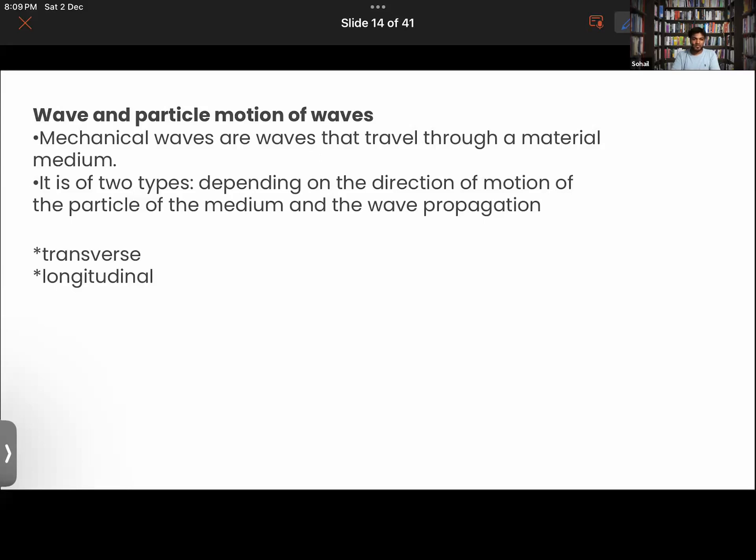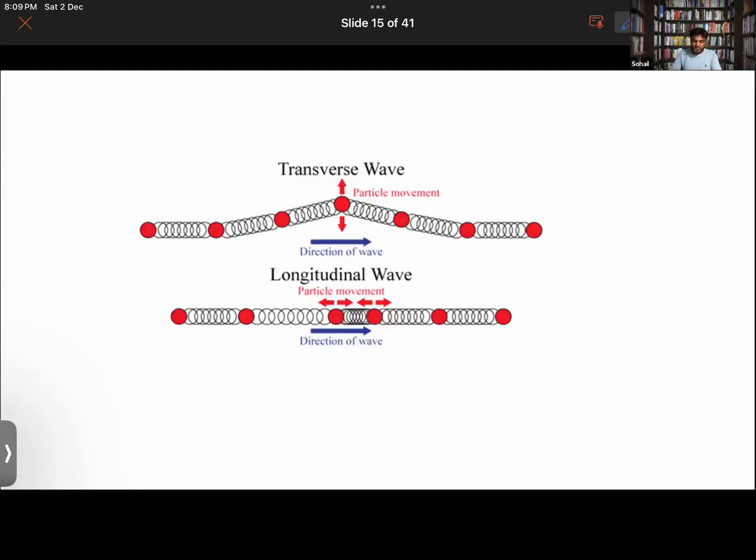Those types of waves that travel through a material medium, namely solid, liquid, and gas, are called mechanical waves. There are two types of mechanical waves depending on the direction of motion of particles of the medium and the wave propagation. We will understand that in detail, don't worry about that. So you have transverse and longitudinal waves.